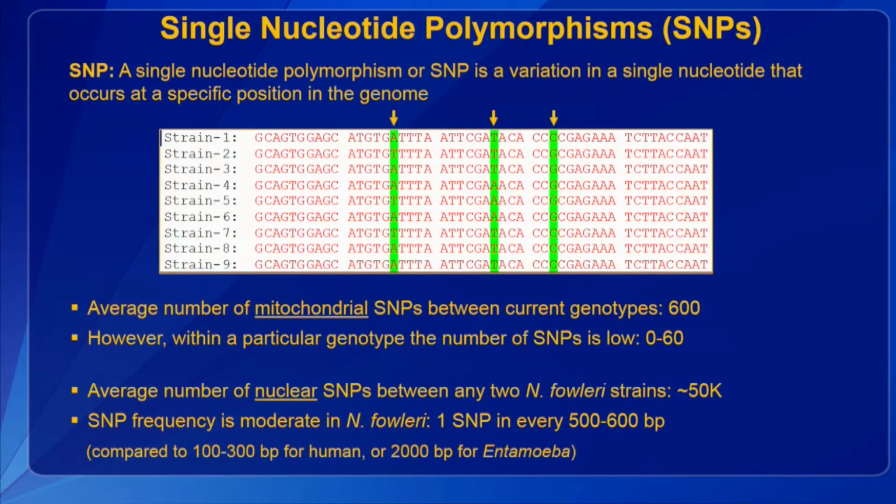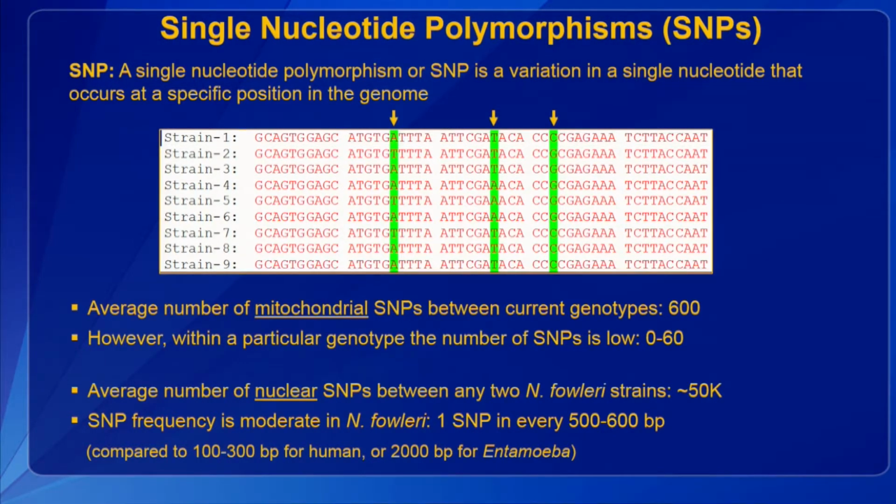So single nucleotide polymorphism, or SNP, is a variation in a single nucleotide position that occurs at a specific position in the genome. So these are the DNA sequences from 9 strains, and I highlighted 3 areas where we see nucleotide SNPs, like here A, here T, something like that.